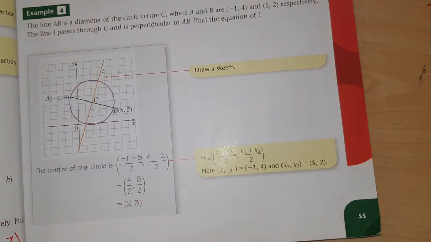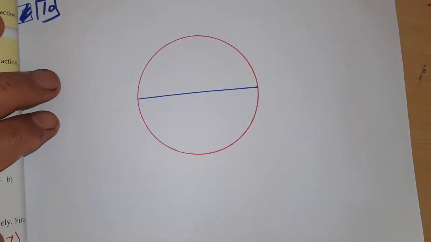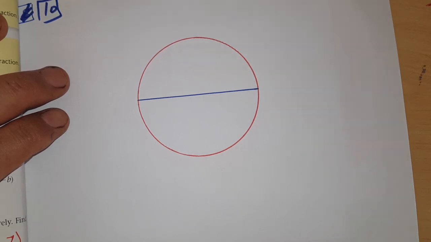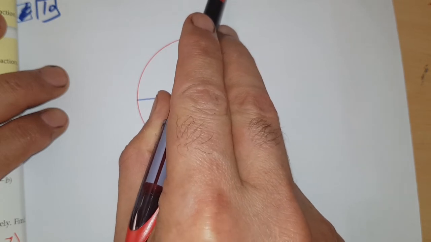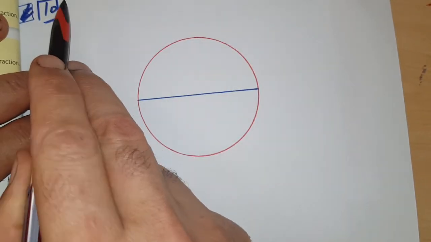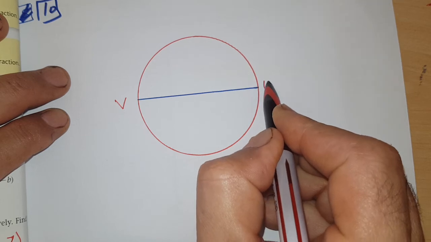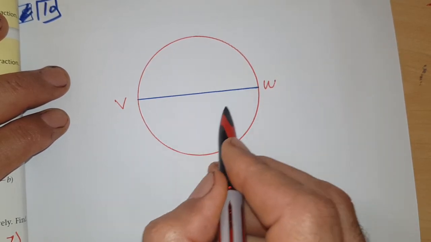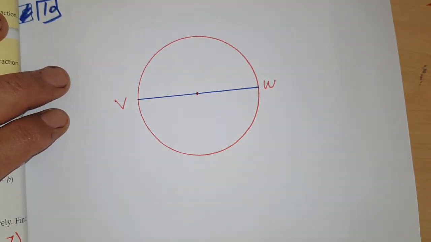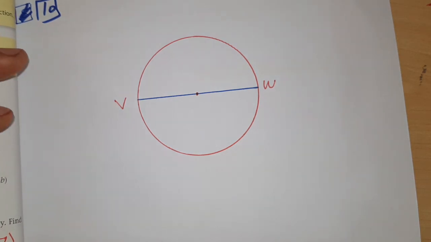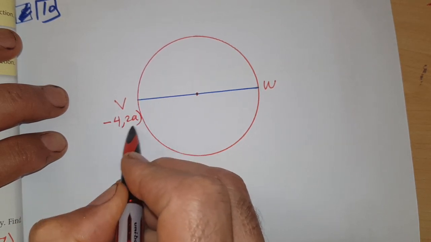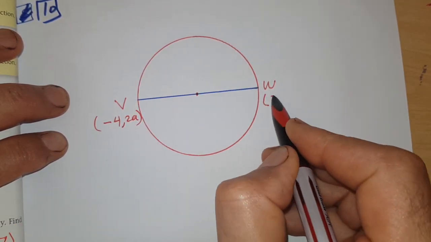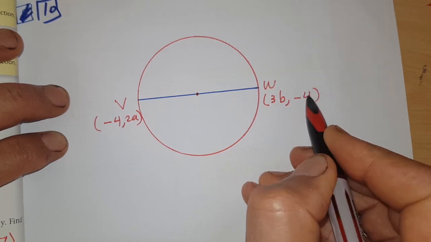Last question here, I have to solve it with you. Question number 10. The points V and W lie on a circle, center (B, 2A). The line VW is a diameter. So this is V, this is W, it's a diameter. Diameter means the longest chord in the circle, and of course it passes through the center of the circle. V is (-4, 2A), and W is (3B, -4).